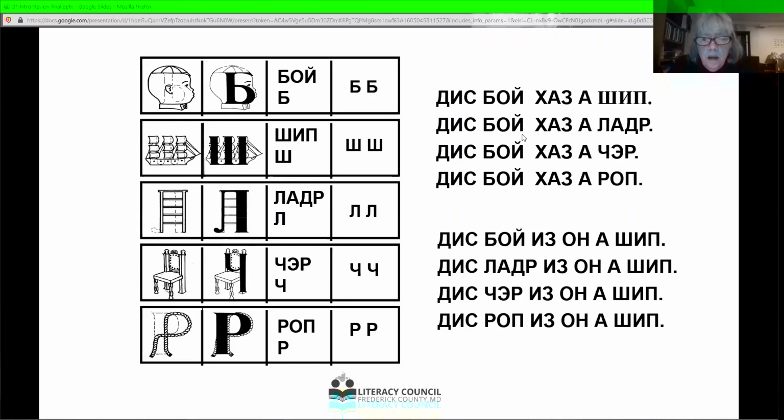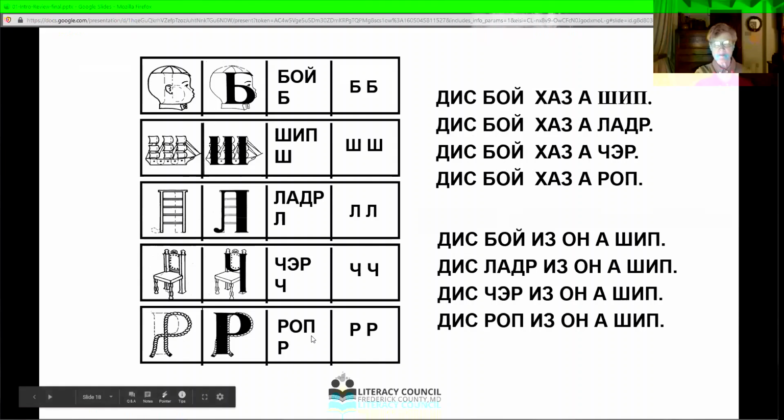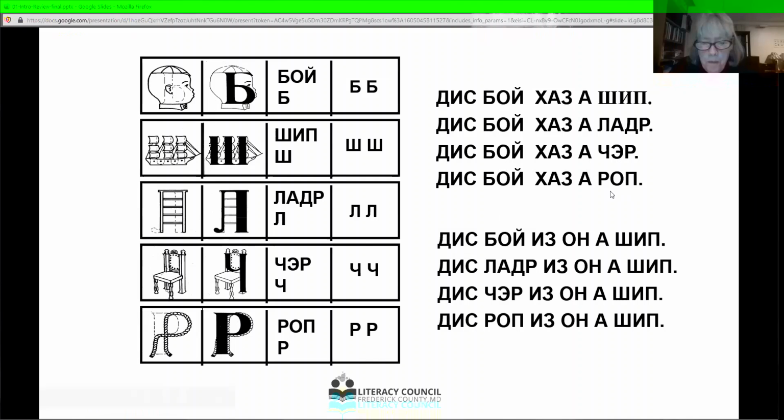And read this word again. Boy. And read this word. Ladder. And can you read the sentence? This boy has a ladder. Okay, read this word: chair, and read this word: chair. And read the sentence. This boy has a chair. Good. And read this word: rope, and this word: rope. And read the sentence. This boy has a rope. Okay, very good.